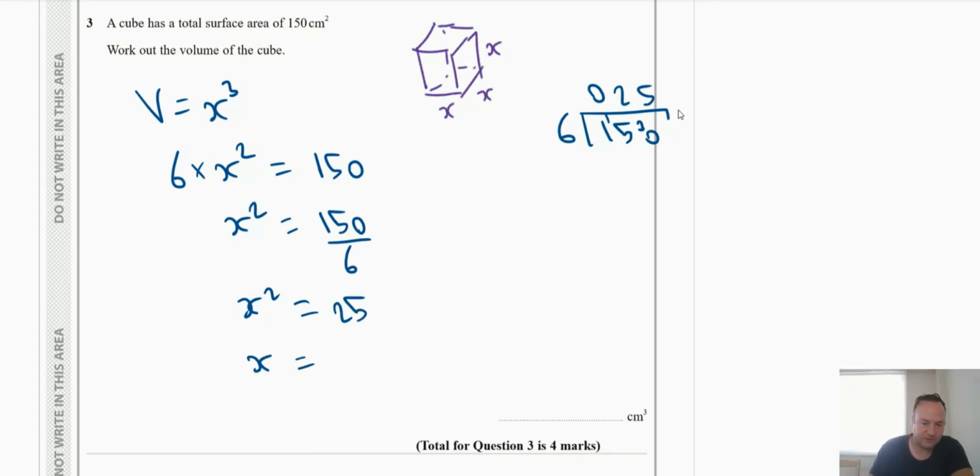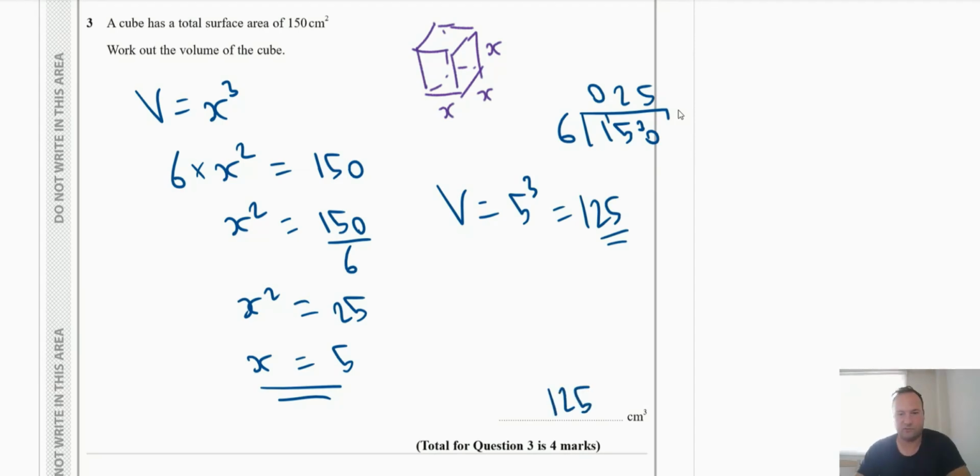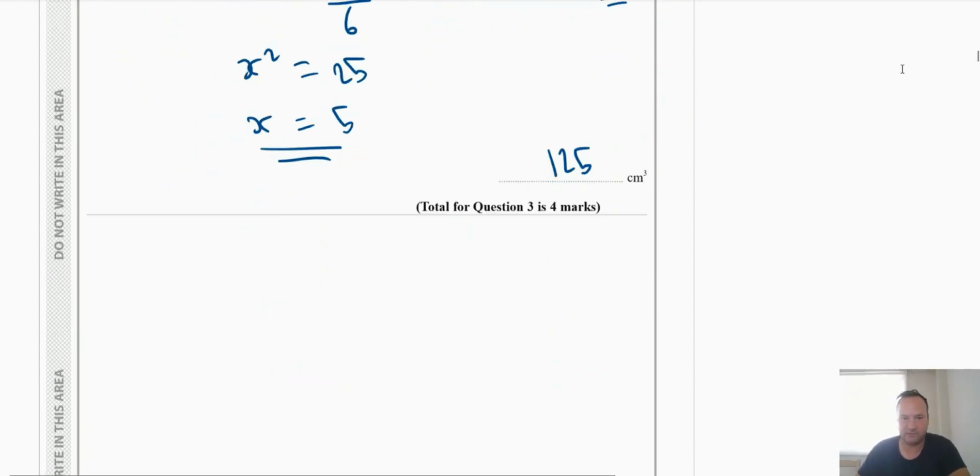And taking the positive solution, we can see that x is going to be the square root of 25, which is 5. So this means that the volume is going to be x cubed, which is 5 cubed, which is 125. So our final answer is going to be 125 centimetres cubed.